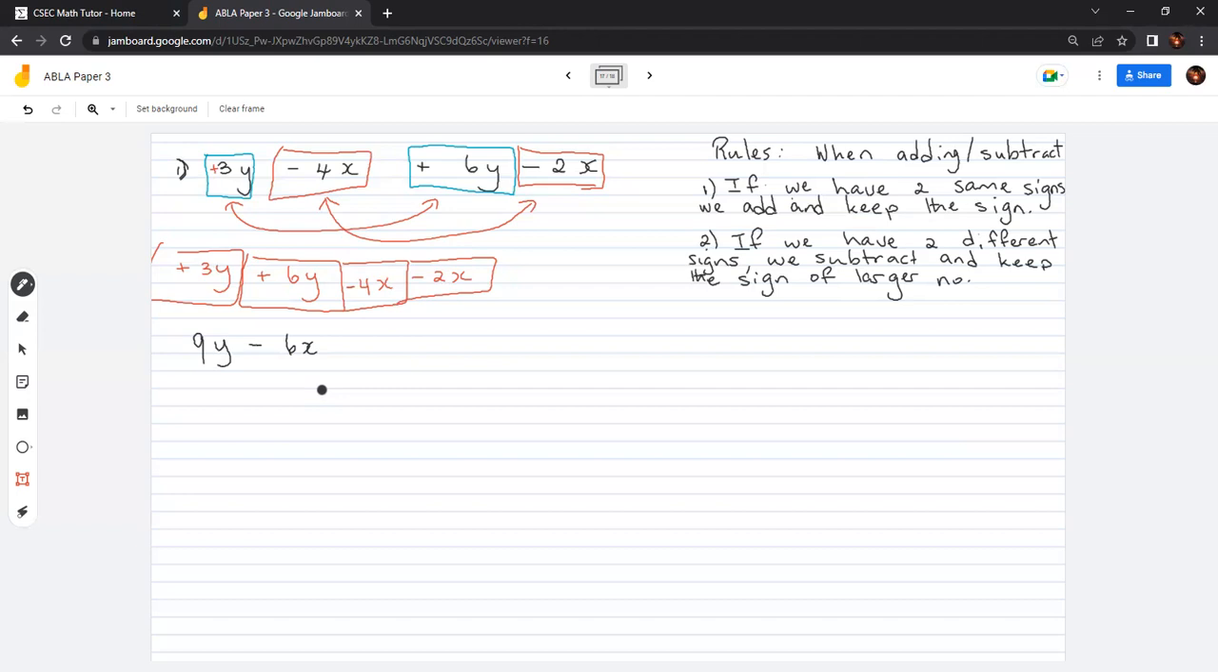Now, think of your letters as though they are objects. If y is apples, 3 apples plus 6 apples, we could add those. And let's say x is grapes, 4 grapes and 2 grapes, I can add those. But I can't add apples to grapes because they're too different. Same thing when it comes to algebra. I can only add or subtract like terms.